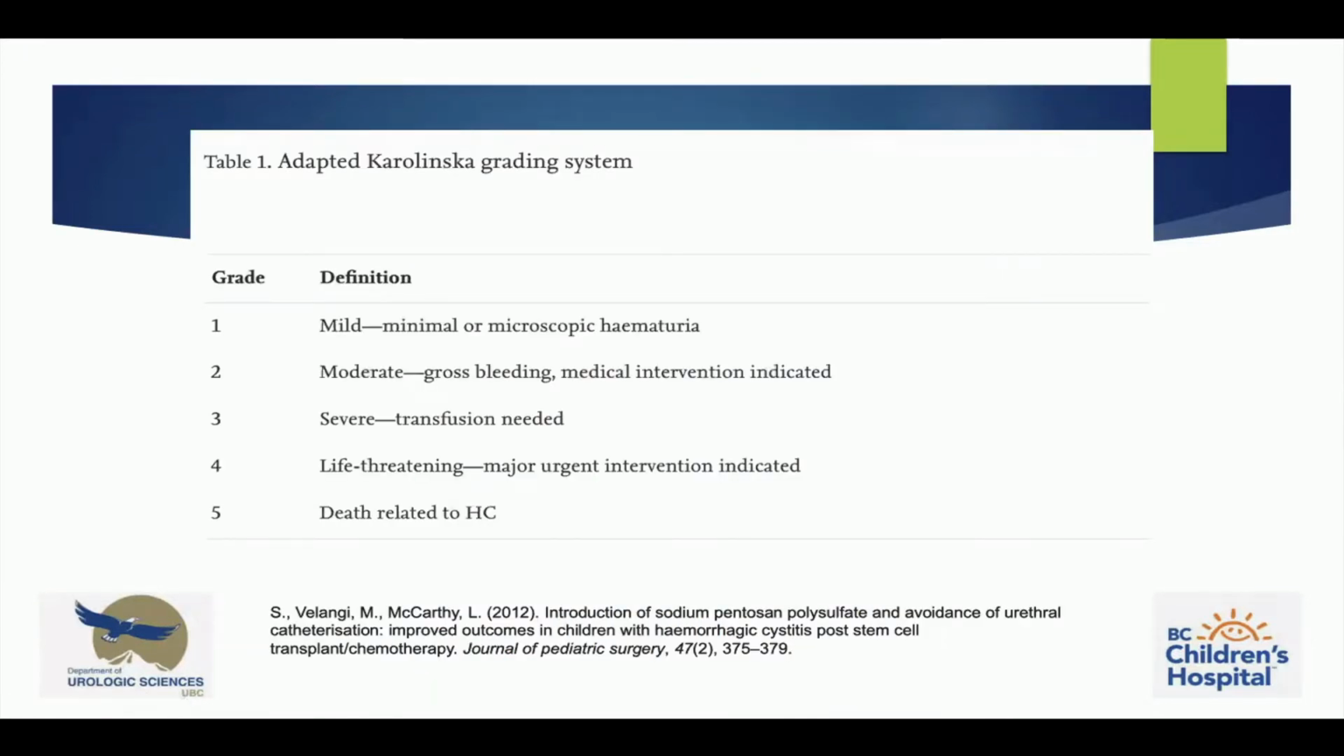Another grading system here that I found interesting is the Karolinska grading system, and it's mostly about treatment. So again, for grade 2, we have gross hematuria, and here they say medical intervention indicated. Grade 3 is when transfusions are needed. Grade 4 is when it's life-threatening and urgent interventions are required. And grade 5 is, again, death related to hemorrhagic cystitis.